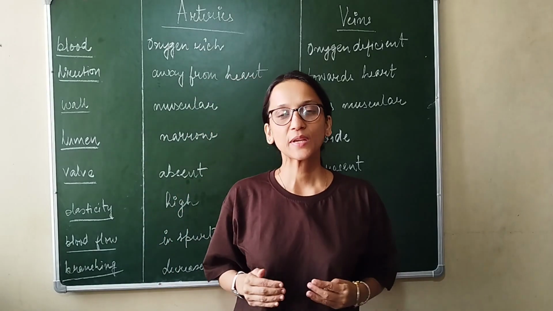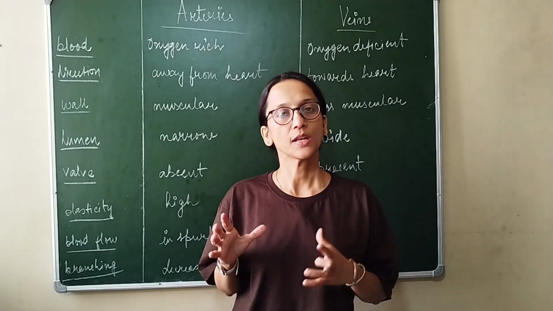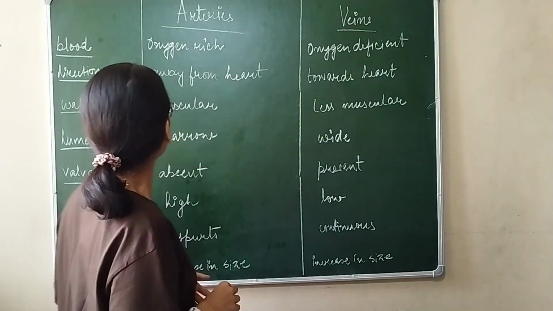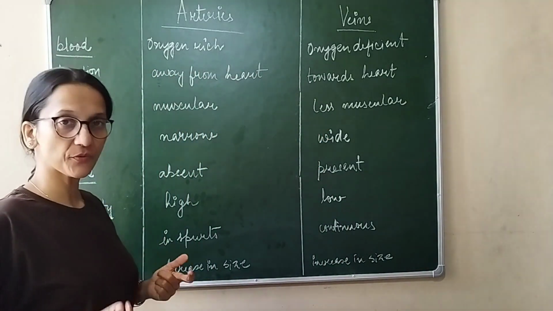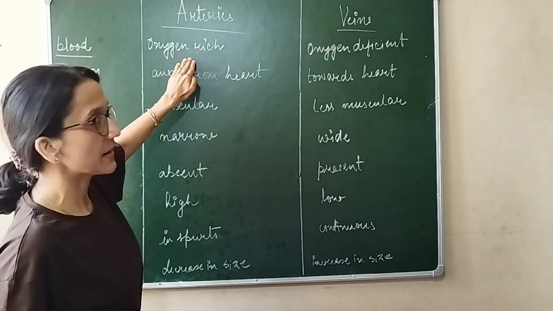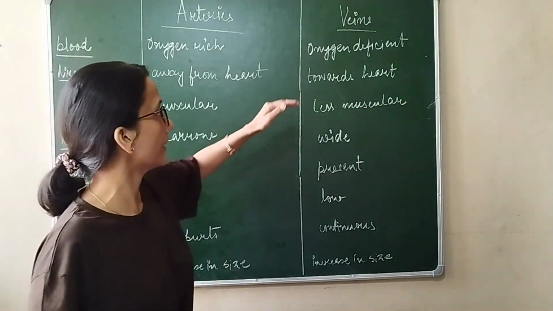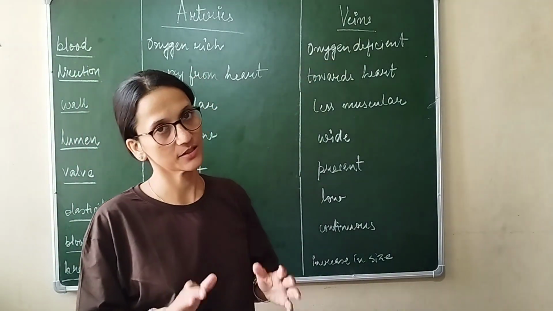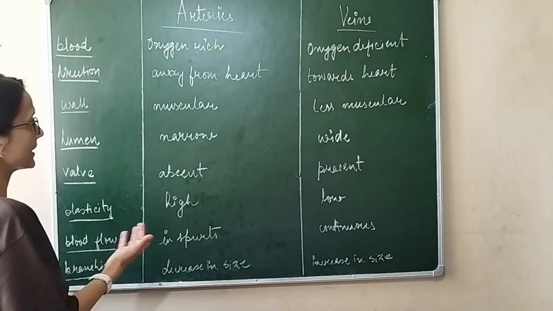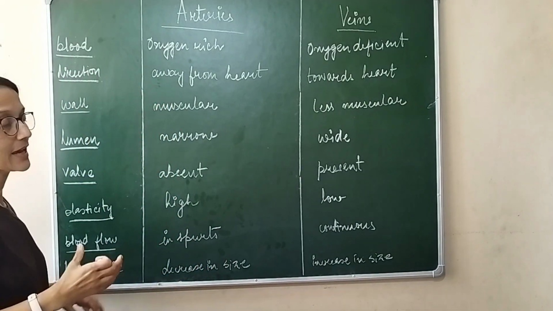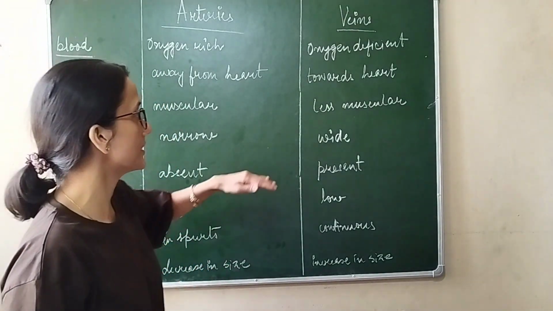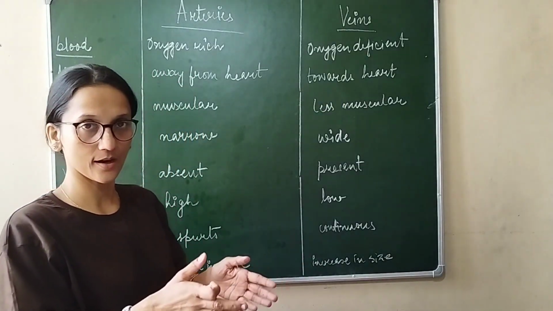So now let us quickly understand the differences between arteries and veins. Well, the first difference is about the type of the blood. So the blood carried by artery is rich in oxygen and the blood carried by veins is deficient in oxygen. Second is the direction of the flow. Arteries carry blood away from the heart, whereas veins carry blood towards the heart.